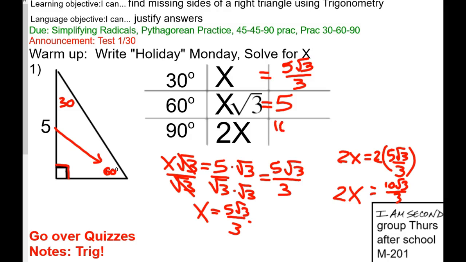Now, down here, 10 square root of 3 over 3 is our final answer for that.